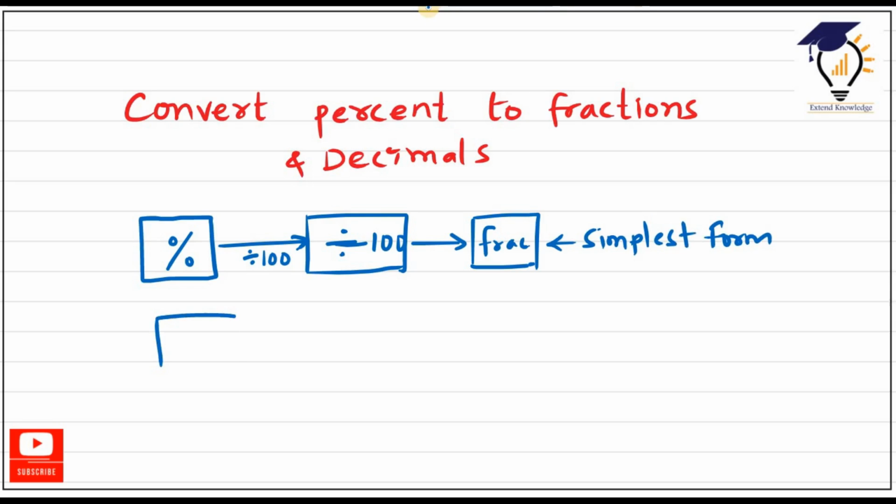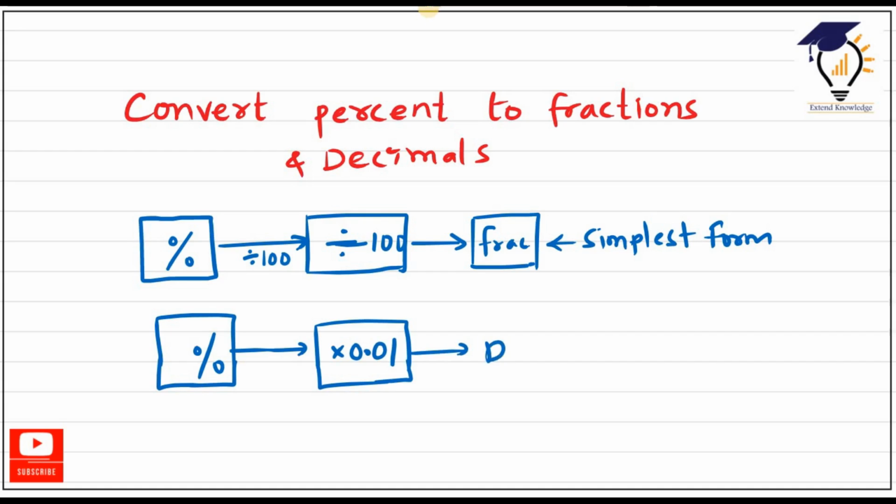And how to convert into decimal? So let's take a fraction number. To convert this into decimal, we have to simply multiply with 0.01. Then it will be converted into decimal form. This is how we divide with 100 to get fraction form, and we multiply with 0.01 to give the decimal form of the percentage. Let's see with examples.